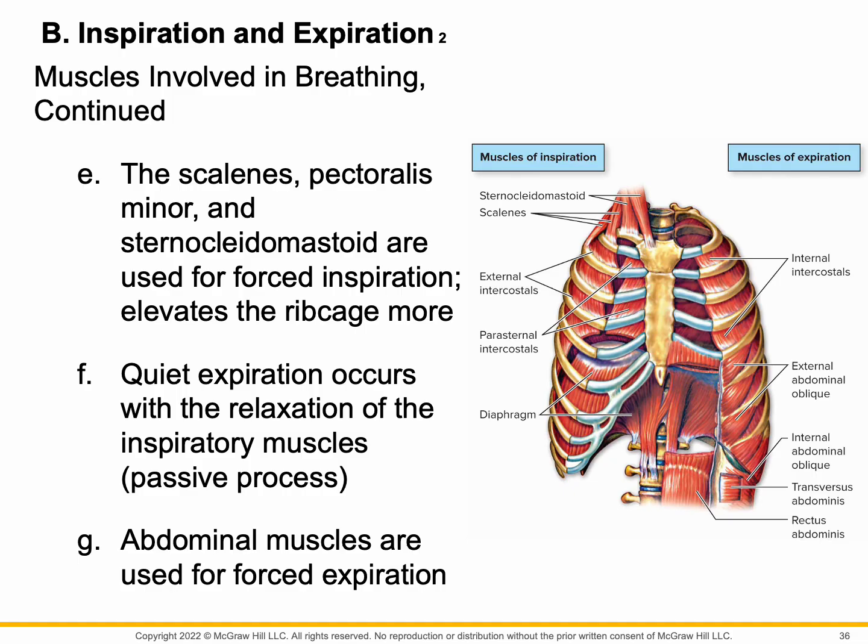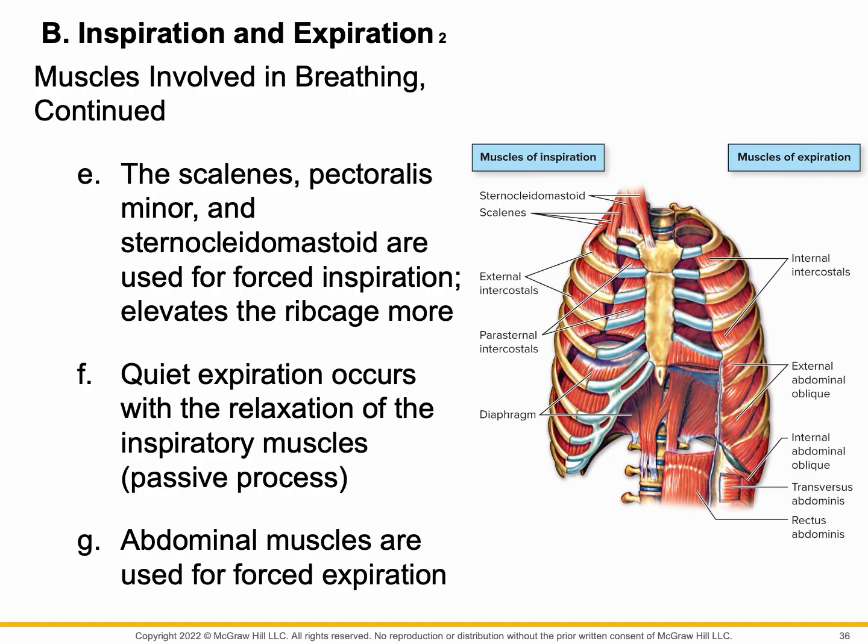When you look at the image on the right-hand side, the muscles of inspiration include the sternocleidomastoid, the scalenes, the external intercostals, the parasternal intercostals, and the diaphragm. Whereas the muscles of expiration include the internal intercostals, external abdominal oblique, internal abdominal oblique, transversus abdominis, and the rectus abdominis.